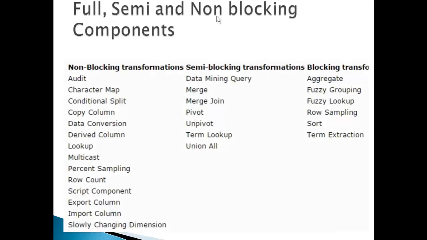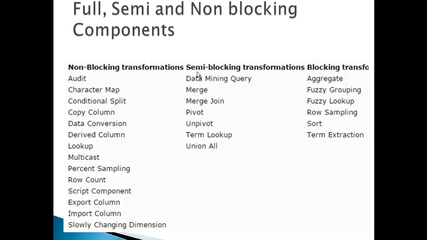Also, there are three types of transformations: fully blocking, semi-blocking and non-blocking. Fully blocking transformations are those which do not allow data to go ahead. They fully process the data, consuming all the incoming data, and they produce the output, and only then does the resultant data go to the next transformation or control. So these are very slow in nature. We should try to avoid blocking transformations as far as possible.